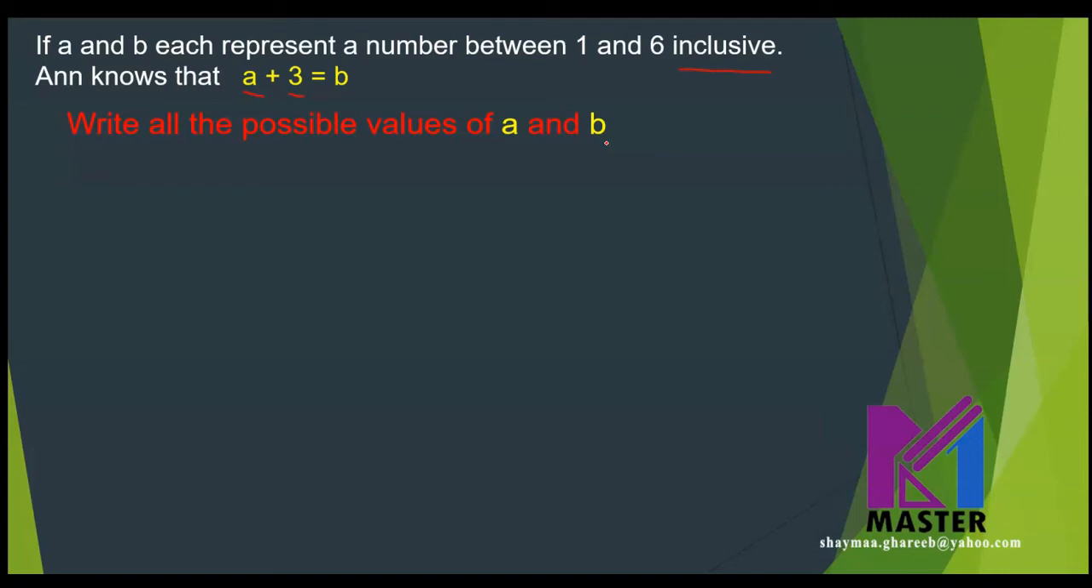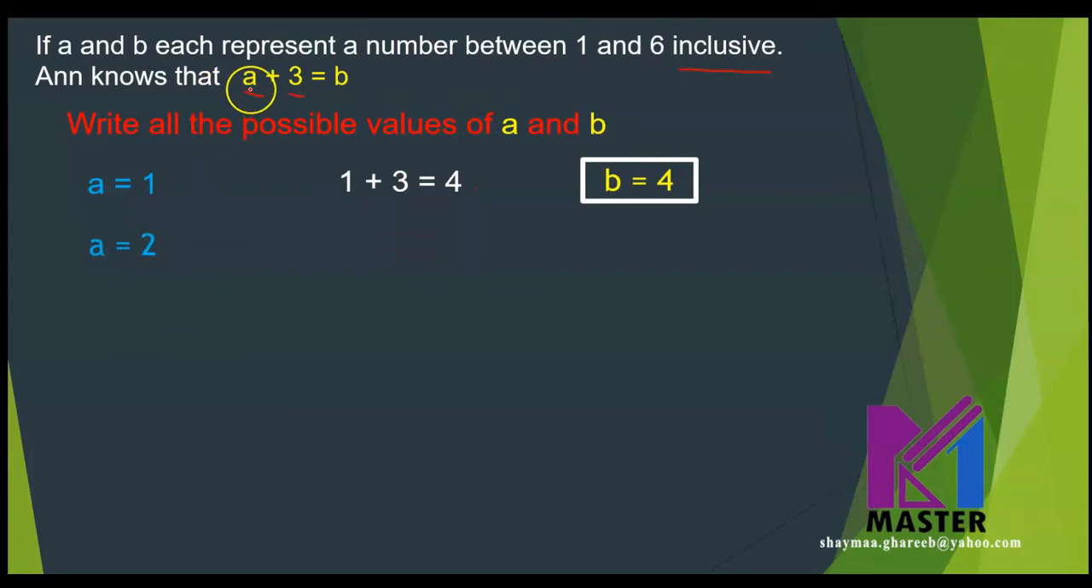All right? So now we're going to do some trials. First, I will say when A equals 1, so 1 plus 3 equals 4, then the B will be equal to 4. So if A equals 1, then B equals 4. Now let's try the second value. If A equals 2.